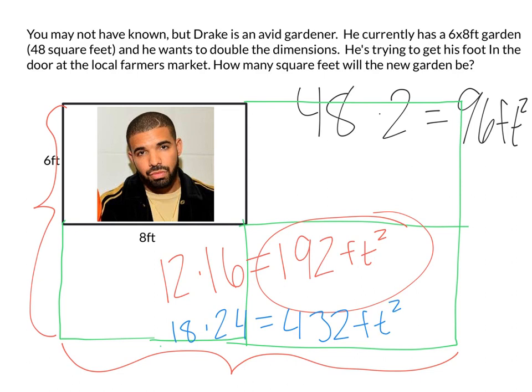If I take that 432 and divide it by the original, which is 48, that is 9 times bigger. When I tripled it, it was 9 times bigger. 3 squared, 9. Coincidence? I think not. If I quadrupled it, 16 times. If I multiply the dimensions by 5, 5 squared is 25 times bigger. That's how area works. That is cool. Now that Drake has 4 times the garden space, he's no longer at the bottom. He is here at the farmer's market.